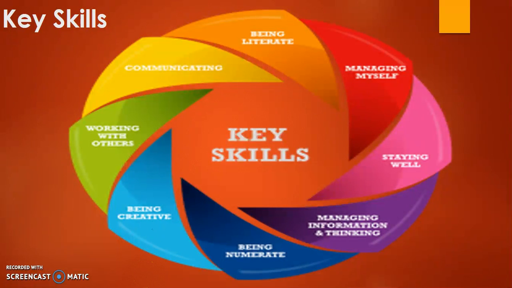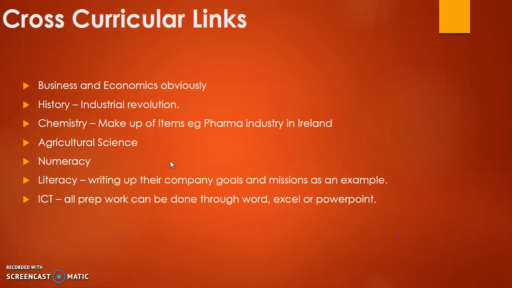So, key skills. I believe that they will be using all of these. So that's the big giant picture. Being literate, being numerate. Being literate is doing up their own designs, writing up mission statements and mission goals for their companies. Being numerate, there are a lot of calculations used in it. They'll be communicating and working with others. They'll definitely be being creative. They'll be managing a lot of information and thinking about the best use of it. They'll be managing themselves in order to stay on track and stay focused, and they'll be staying well because they'll be enjoying it.